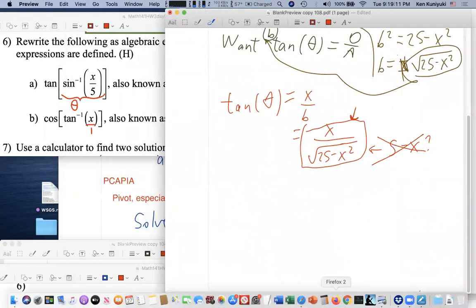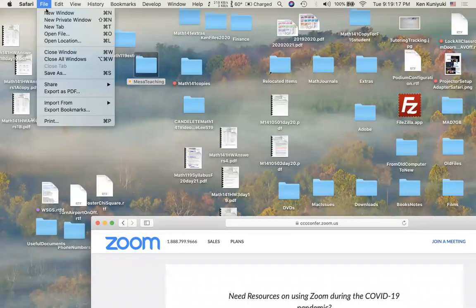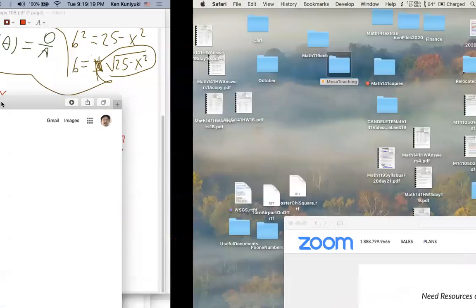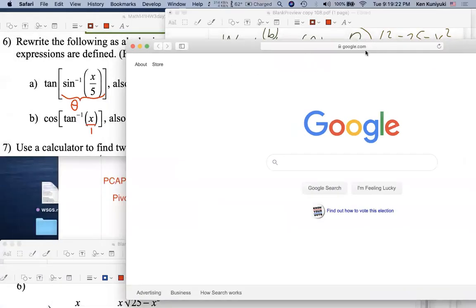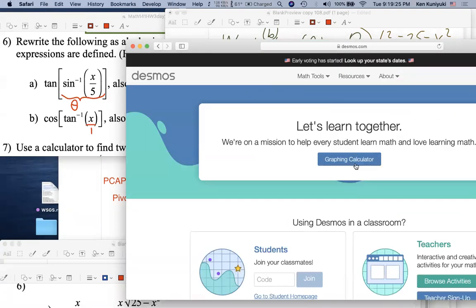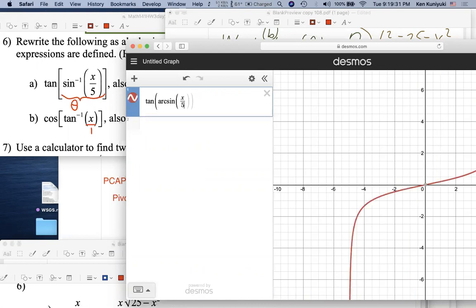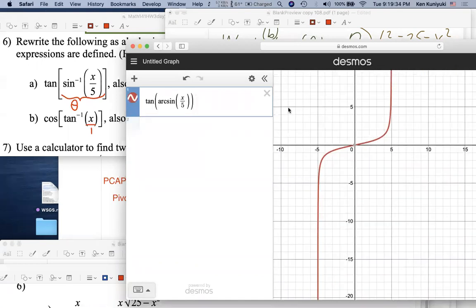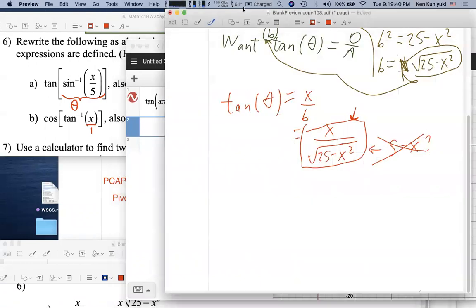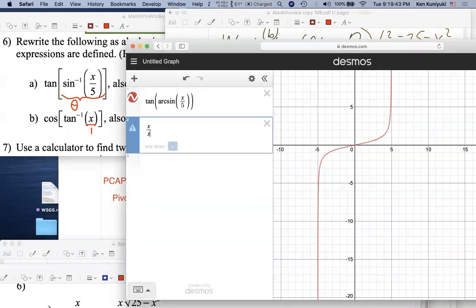And don't forget, I want to remind you, you can check on Desmos. It's not a proof, but you can check on Desmos. I love doing this, showing that these guys are equivalent, because it's so shocking, right? Just quickly, Desmos.com. Tangent of arcsine of x over 5. That guy there. Let's try this guy: x over root 25 minus x squared. Square root 25 minus x squared. Look at that. Same graph. Not a proof, but I'm feeling really good about this.